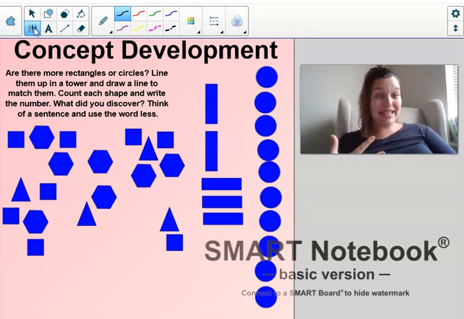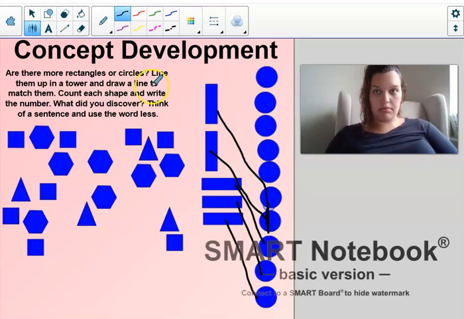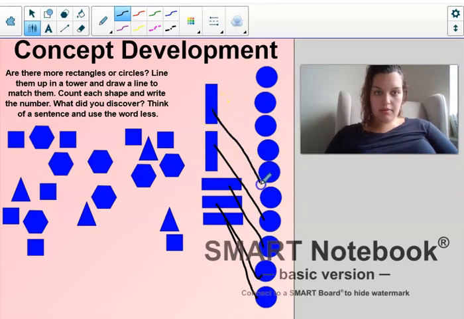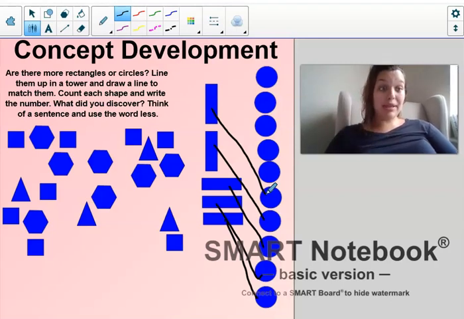Okay, so I cannot wait to hear what you guys got. Let's start going through this together, okay? So I'm going to do a rectangle down to my first circle. Oh, that went a little too far. So now I have them matched. What's my next step? I'm going to count how many rectangles and circles I have.